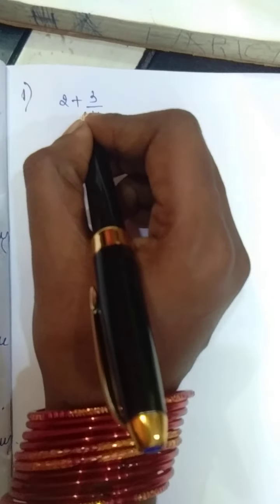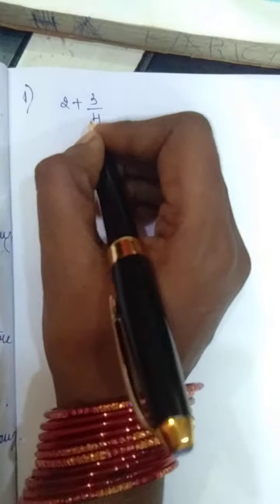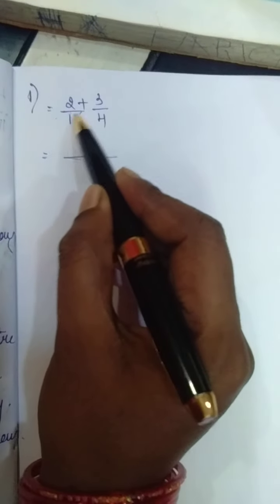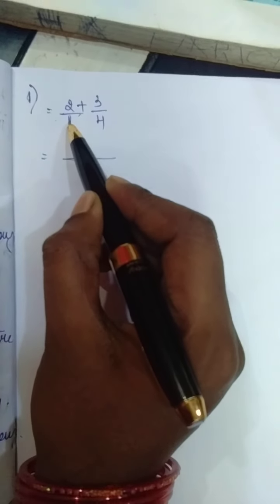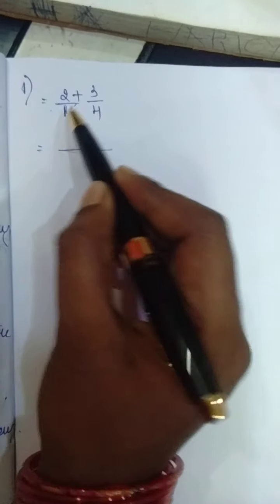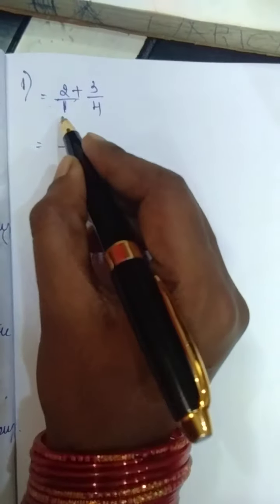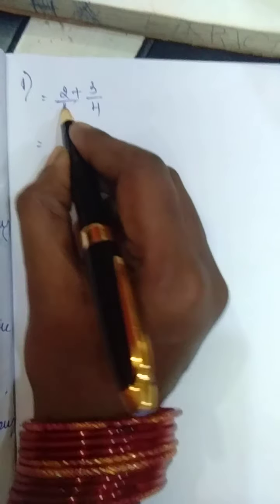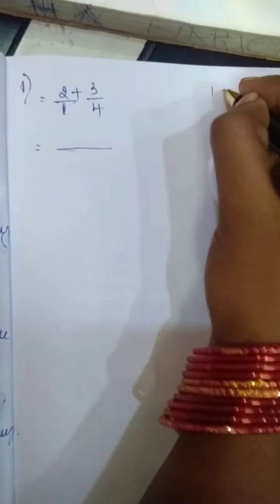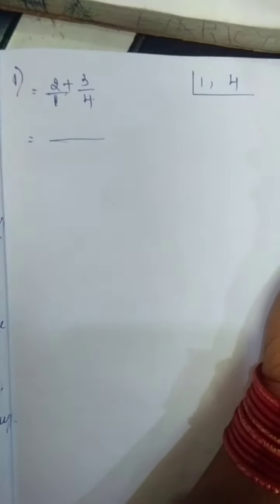See the first question. What is your first question here? 2 plus 3 by 4. Okay, now first of all what you have to do, you have to compute this solution. How can you compute? See here, the denominator is nothing there, means you have to write it with 1. Okay, the denominator should be 1. If there is no number in your denominator, you can write it as 1. Okay, now you have to do the LCM for 1 and 4.